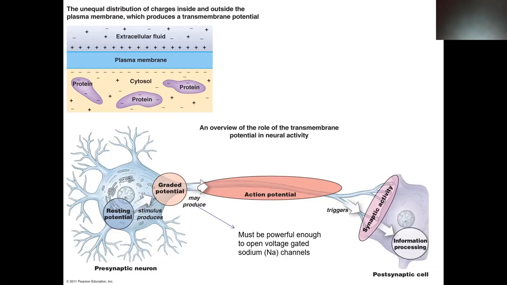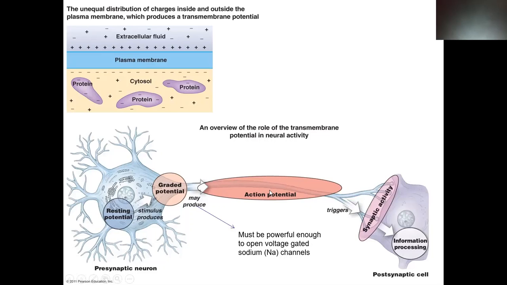The graded potential, if there is enough stimulus, can potentially produce an action potential. However, what you see down here, this little note: the stimulus must be powerful enough to open up the voltage-gated sodium channels. And we'll talk about that stimulus getting to a certain level to allow those channels to open and give us an action potential here in a few slides.